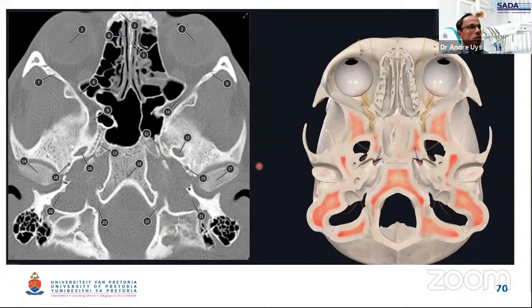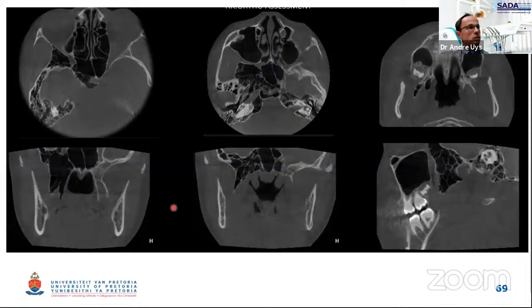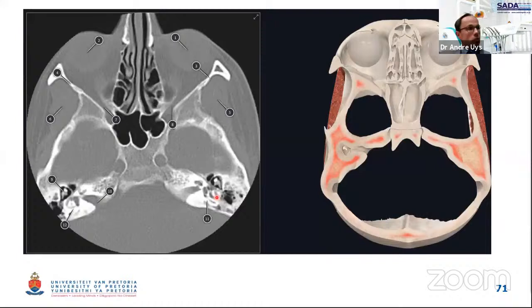Here's the normal anatomy of basically the same areas, and you can see that the mastoid air cells are quite small compared to what we see on this image, with extension right to the anterior part here. And there's just another image to show you where you will find your ear, the inner ear, with the cochlea and the semicircular ducts. And you can see that it was clearly displaced in that patient.